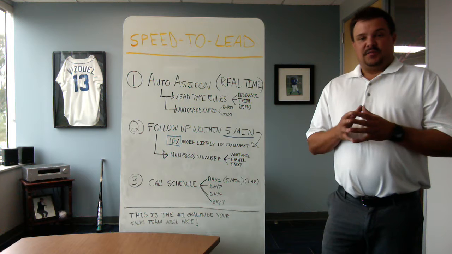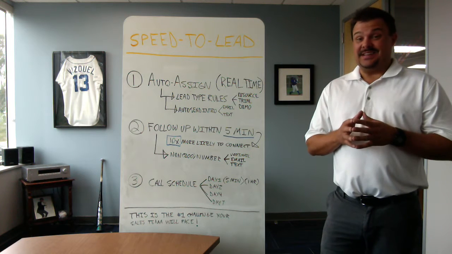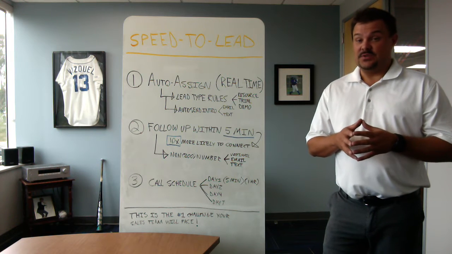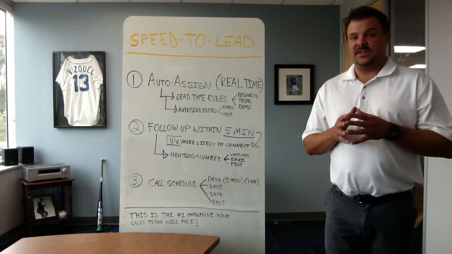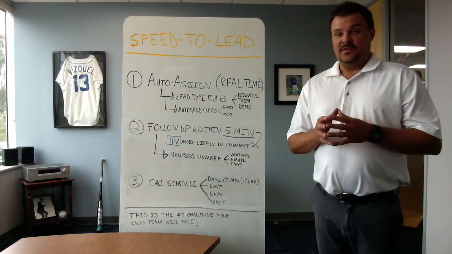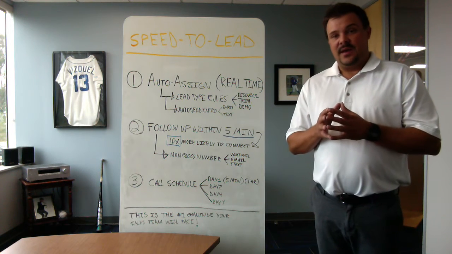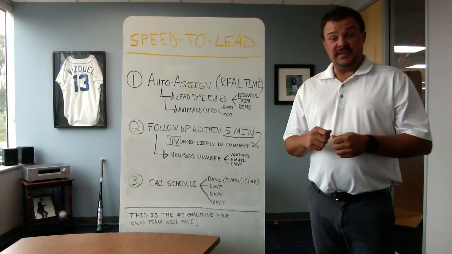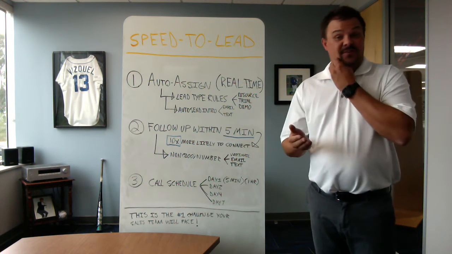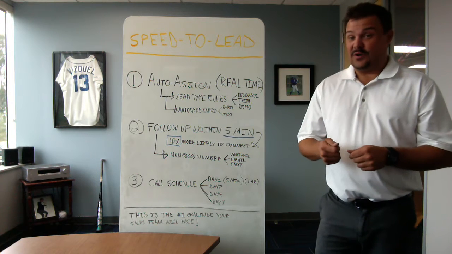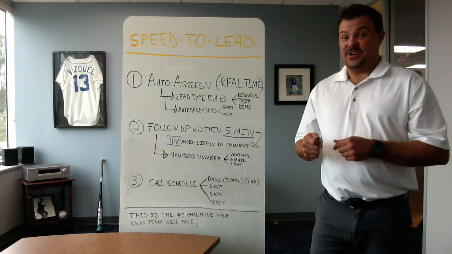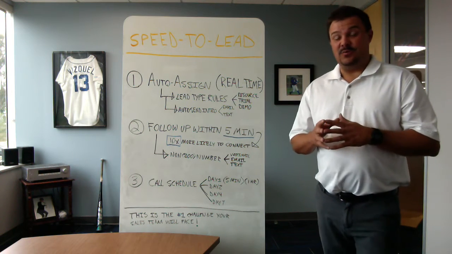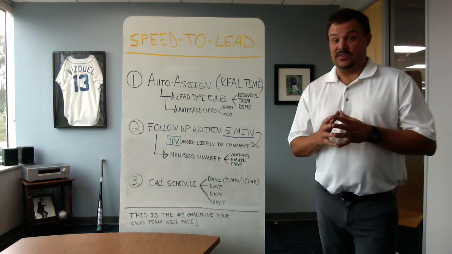All right, the first element of speed to lead that I want to talk about is auto assignment of leads in real time. This is huge. So many sales organizations still rely on a human being to look at a lead, think about it, and then give it away to a sales rep. In the old days, we would get a lead, it would get printed off on a piece of paper, we'd take that piece of paper and we'd walk over to whatever sales rep we thought was doing the best job and we'd put it on their desk. Those days are dead. That type of thinking will absolutely kill a sales organization.